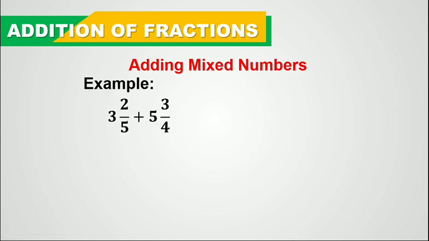What if we're going to add mixed numbers? So all we just need to do is to add the whole numbers. So 3 plus 5, the whole number plus the whole number, and then the fraction plus the fraction. So plus 2/5 and plus 3/4. So 3 plus 5, that's 8. And then you have to combine the fractions.